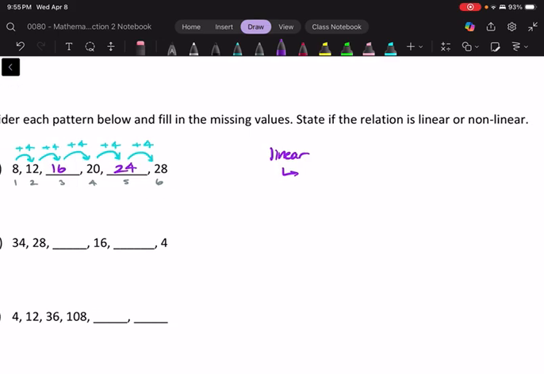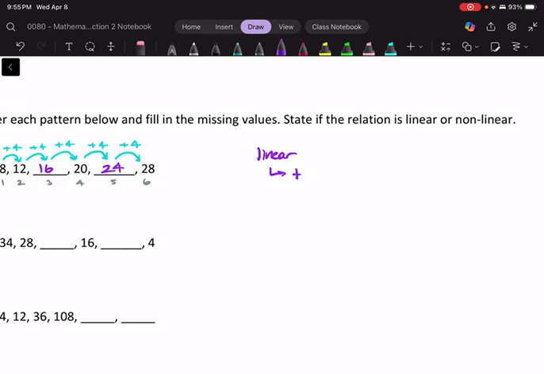And that's because the values change by a constant amount.